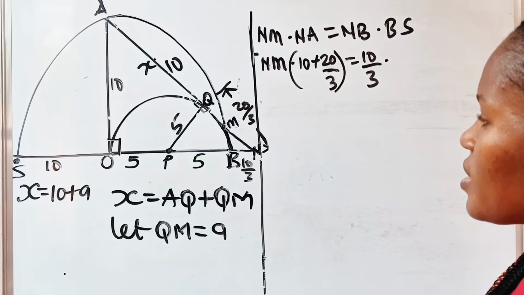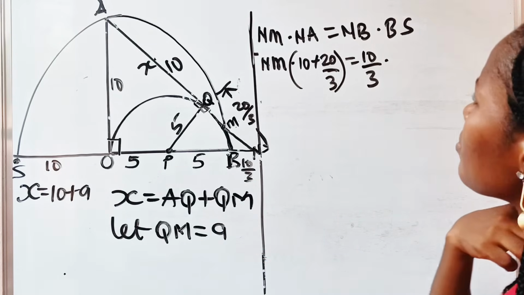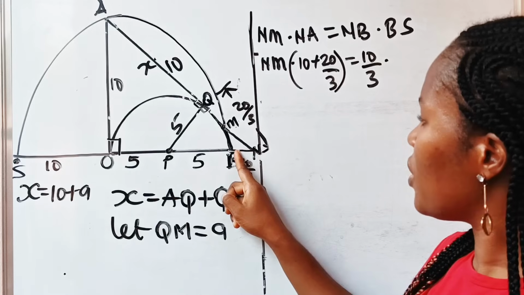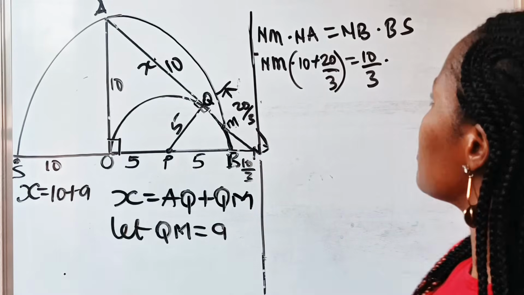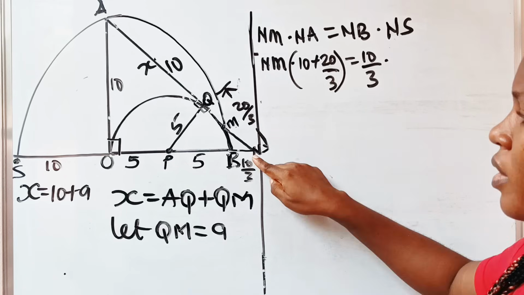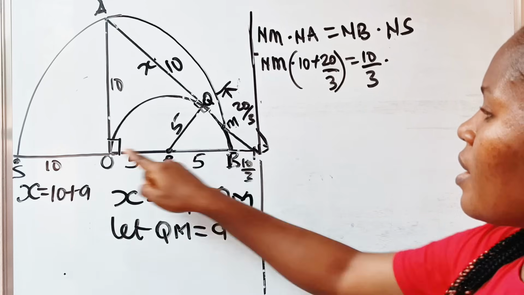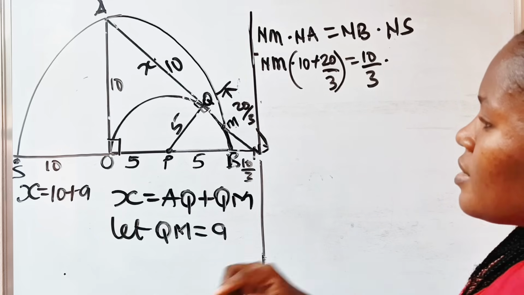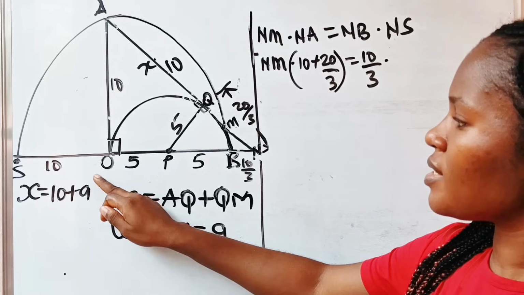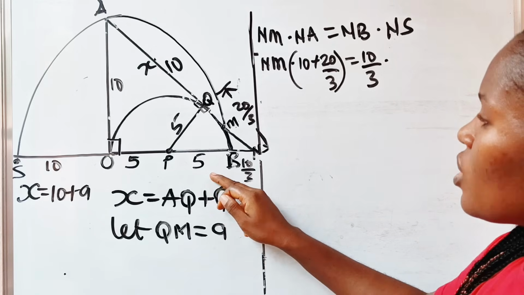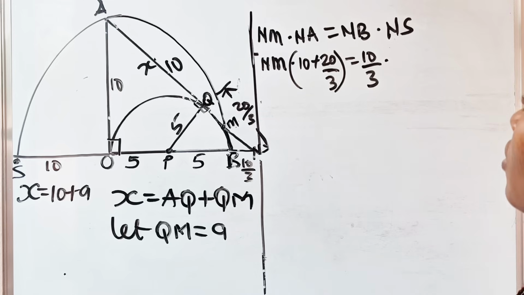Excuse me, NB multiplied by NS, not BS. Everything is coming from here, okay? So NB multiplied by NS. All right, now NB is 10 over 3 and NS is, from here to here is 10 already. From here to here is another 10, making it 20. So it's going to be 20 plus 10 over 3.